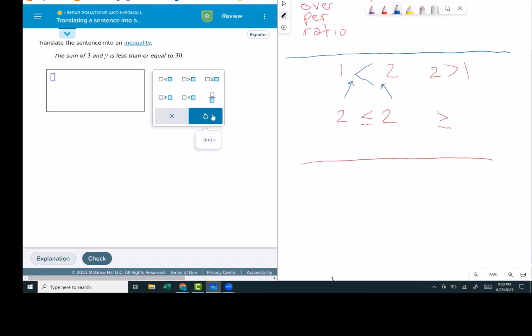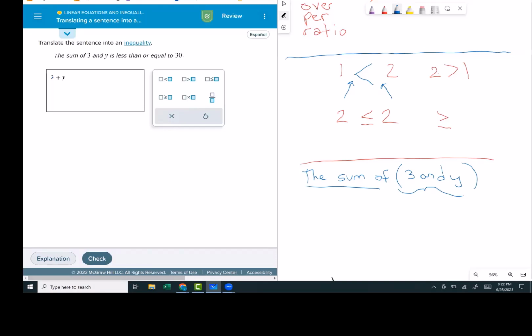It says the sum of 3 and y. When you see the sum of, this is kind of in parentheses, because we're going to sum the next thing that it talks about. How would I write the sum of 3 and y? Would it be 3 plus y? Perfect. Or y plus 3? Either one. Perfect. When you see things like the sum of, whatever comes after it, think about it being in parentheses. Okay. And now it says is less than or equal.